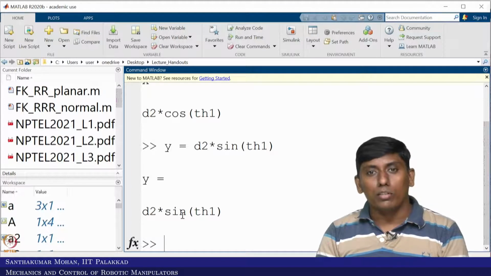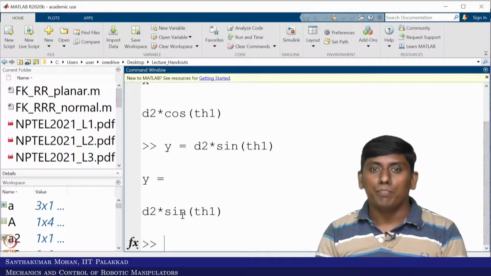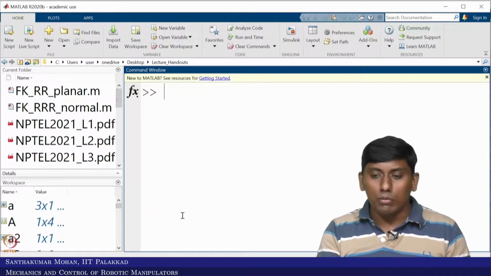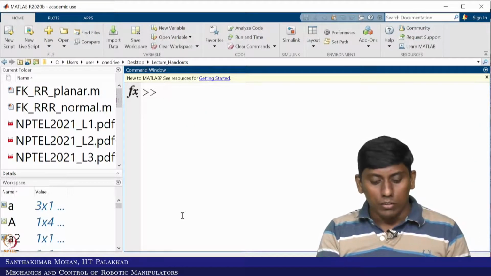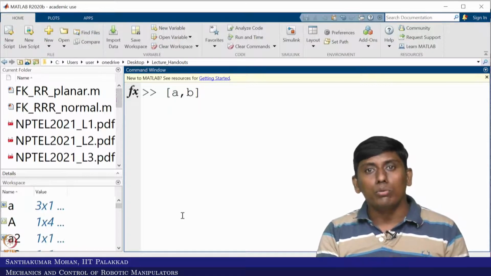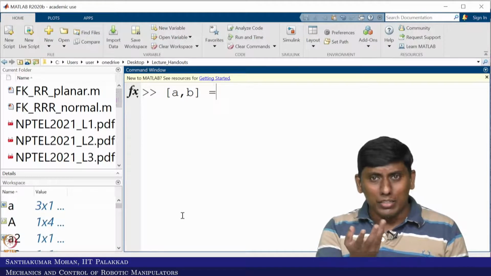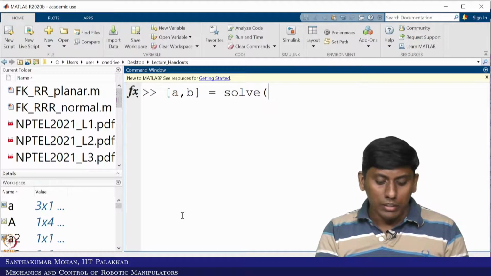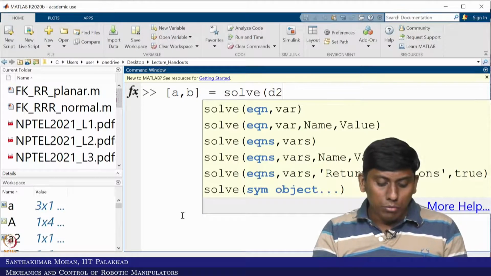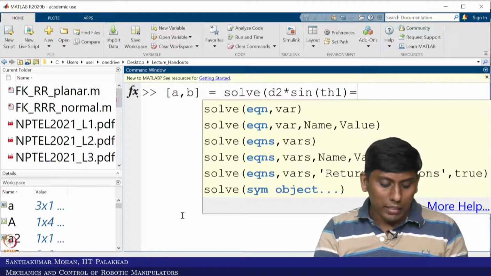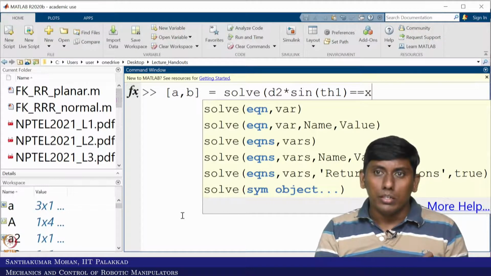Now this forward kinematic solution is given, can I find the inverse kinematic solution? For that we are trying to use the solve command. A and B are the final result, which is theta 1 and D2. I am just using random variables. I am solving two equations. What equations? D2 sine theta 1 equal to x.